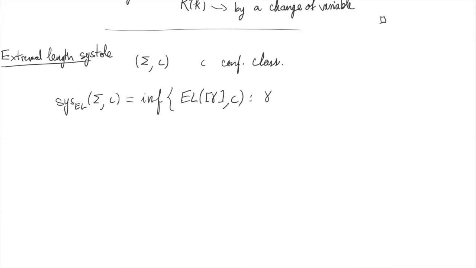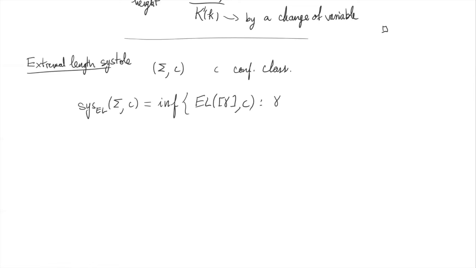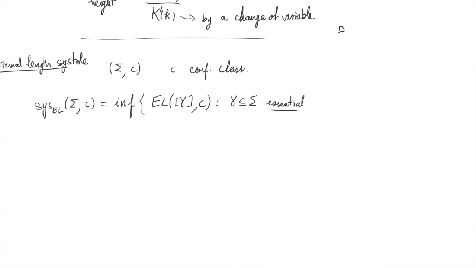And now I want to extend the definition. Before we had a closed manifold. Here I want to allow punctures, so not necessarily compact surfaces. And in that case, we want to take gamma, a curve in sigma, which is essential, meaning that it's not contractible to a point or to a puncture. Okay, so I've told you how to compute extremal length in some cases, and hopefully that can allow you to compute this other invariant, the extremal length systole, so the shortest extremal length of a curve on a Riemann surface.